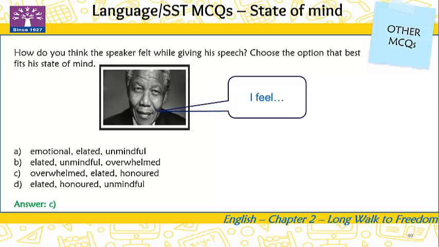You have to simply consider a character in a story or personality in a historical event and ask students to state what the character is feeling in context with that event in history or with that event in the story. In this example, the student has to decide on the emotions that are felt by Mr. Nelson Mandela as he gives his speech during the inauguration of South Africa's first democratic government. Similarly, you can make such MCQs for social science using popular personalities from history.